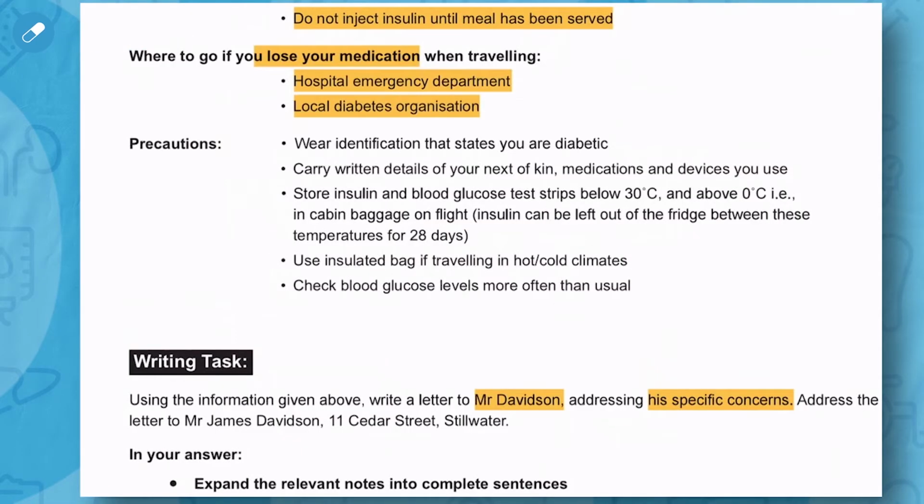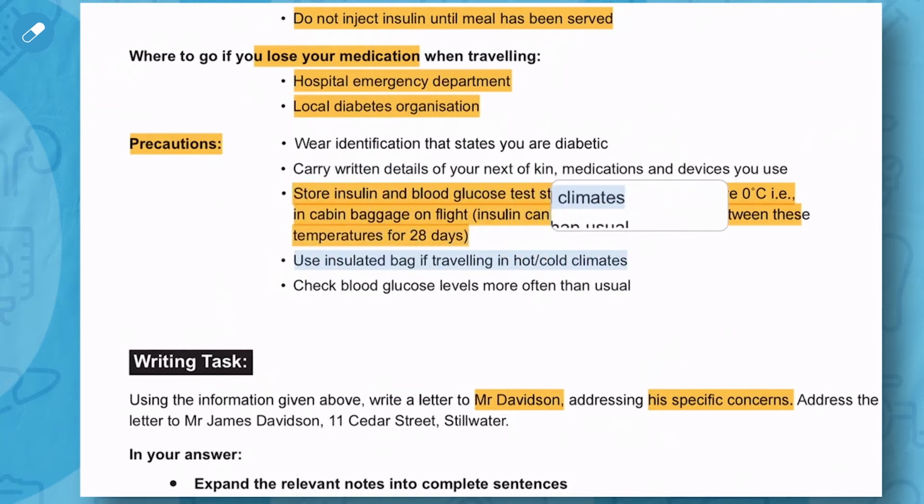And finally, from the precautions section, I can find information about how to store the diabetes medication and how it will not then be affected by the changes in climate if I follow that advice. Everything else is not related to this patient's concerns.